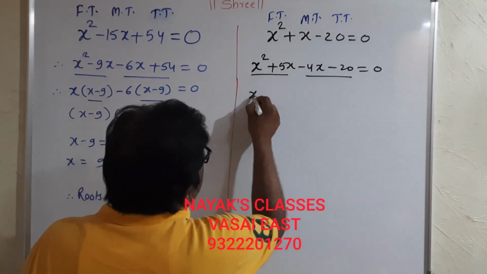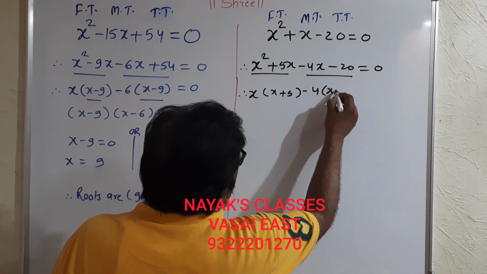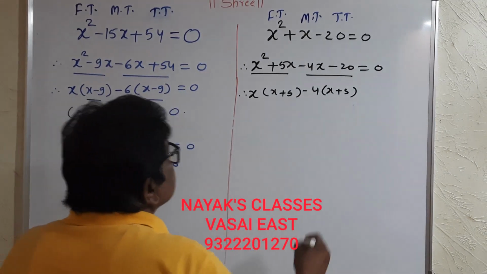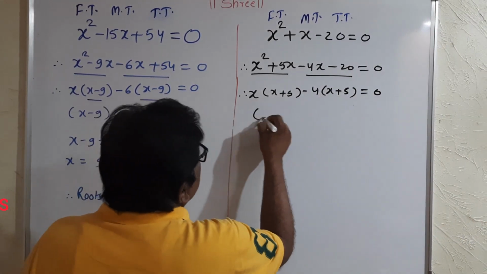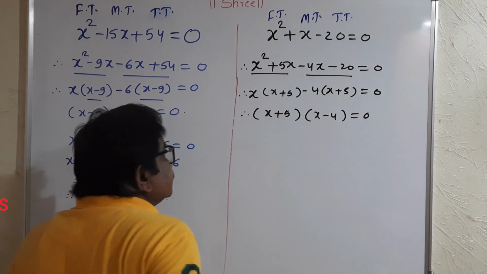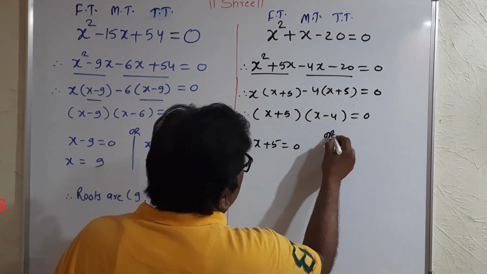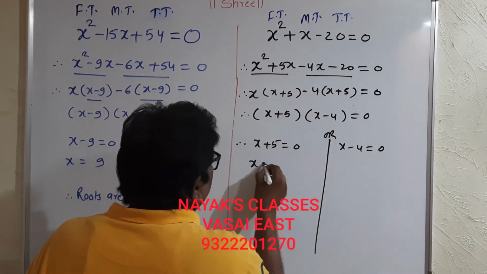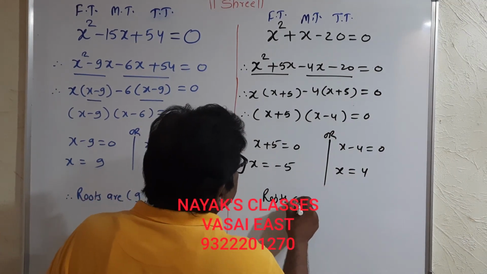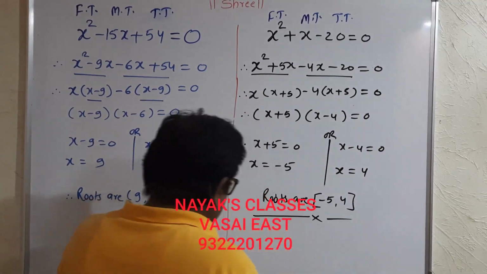Taking out the commons, x into bracket x plus 5 minus 4 into bracket x plus 5 is equal to 0. So x plus 5 and remaining is x minus 4 is equal to 0. Therefore, x plus 5 is equal to 0 or x minus 4 is equal to 0. So x is equal to minus 5 and x is equal to plus 4. So roots are minus 5 and 4. This is the answer.